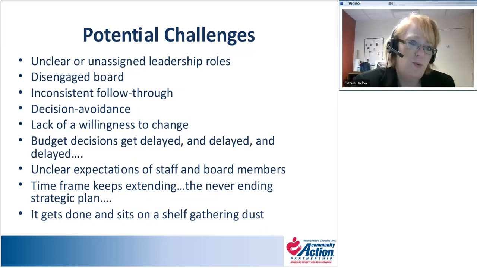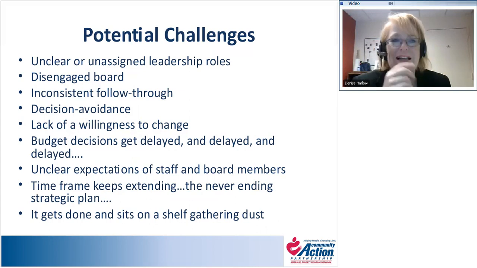Now, some challenges on board process. Clear, unassigned leadership roles. If it's everybody's job, it's nobody's job. Making sure that people know what their responsibilities are. A disengaged board. You really want to make sure that the board is engaged in this process and not seeing it as, oh, we have to do this. And ideally, you'd really want the board and staff to be fully invested in that process. And I've seen agencies do that really, really well.